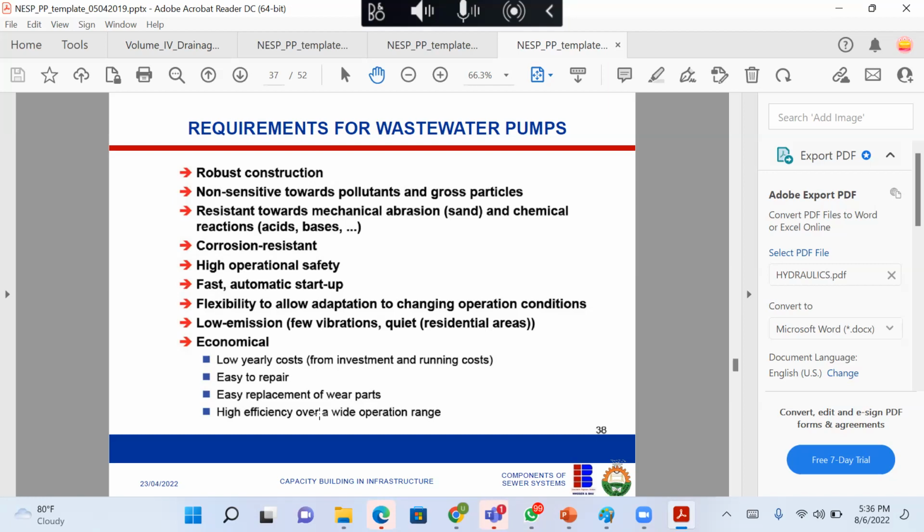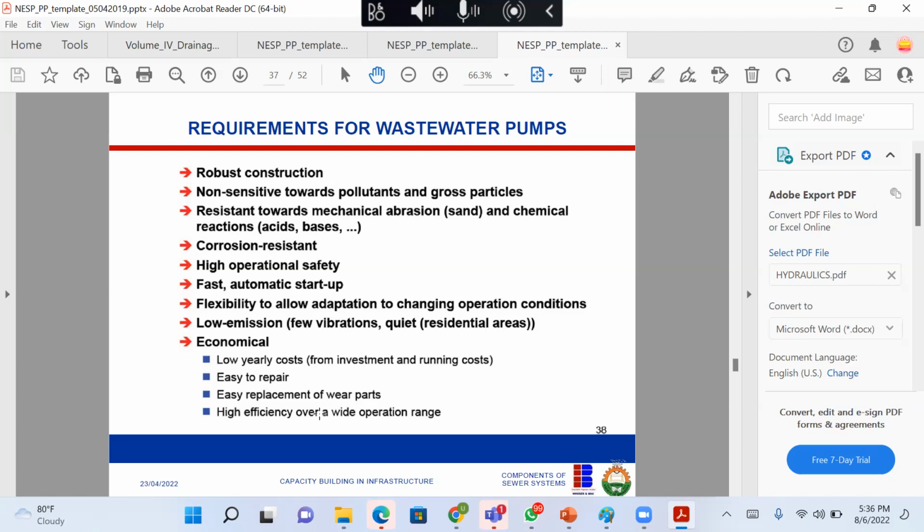High operational safety, must be fast, automatic. It must have a robust construction. It must be non-sensitive towards pollutants and gross materials. So the pump should have a way of taking care of materials to avoid abrasion. So these are just some of the basic things that we expect from a pump.